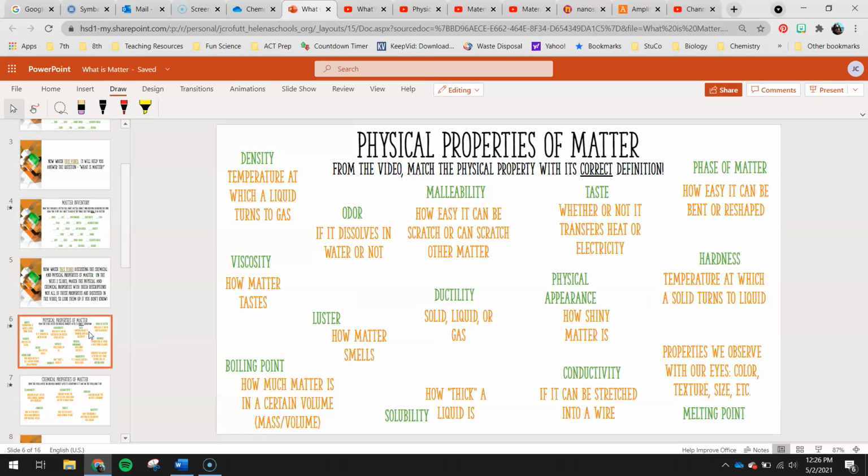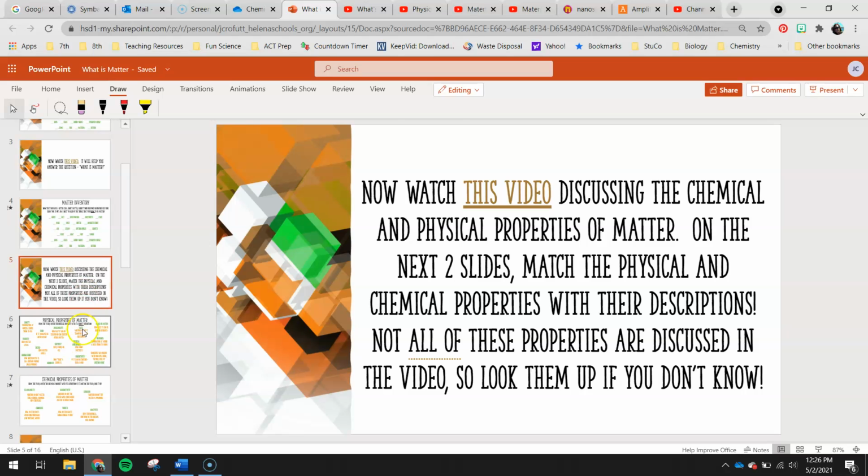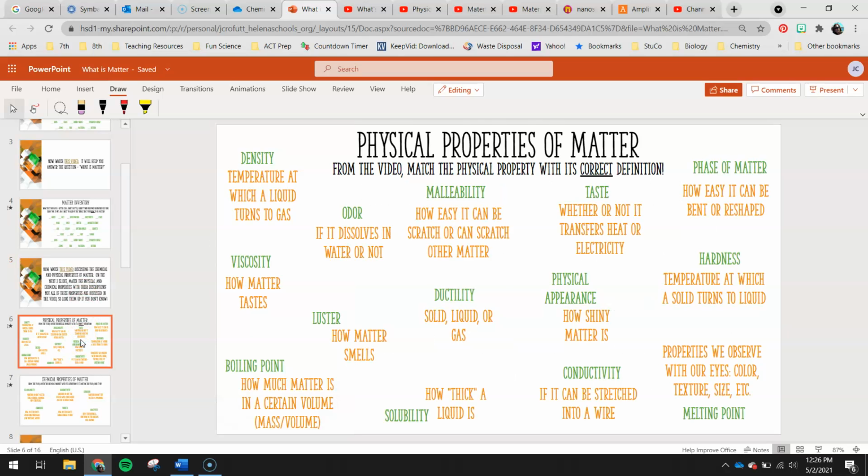All right, next we have 2 slides where you're going to do some matching on chemical and physical properties. What you see is we have a bunch of physical properties on slide 6 that are listed in green, and they are improperly paired with their description or definition, however you want to talk about it. For instance, density is not the temperature at which a liquid turns to gas. Some of those, again, were listed in this video. You can get their correct definition there. Some of them you might have to Google.